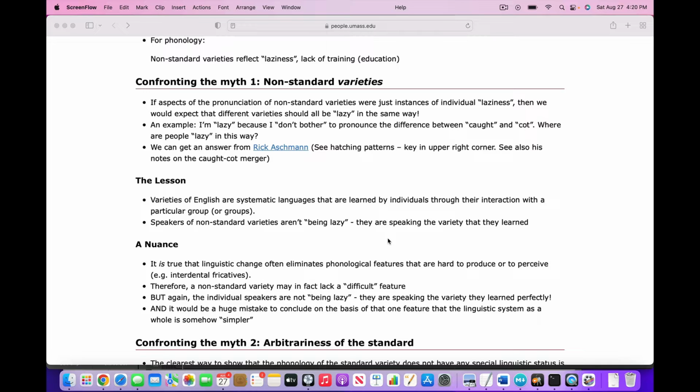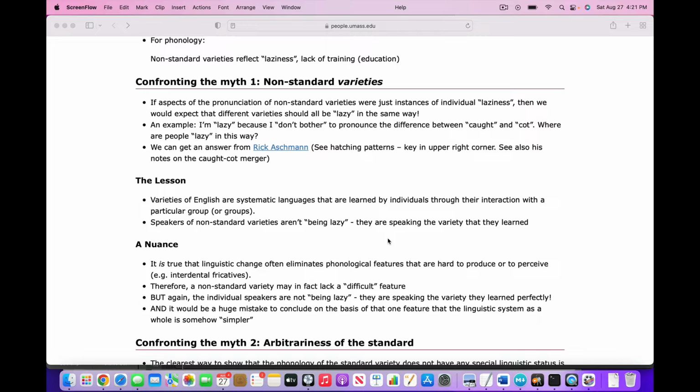The lesson from this already is that varieties of English are systematic languages that are learned by individuals through their interaction with a particular group or groups of people. So speakers of a non-standard variety aren't being lazy, they're speaking the variety that they learned.